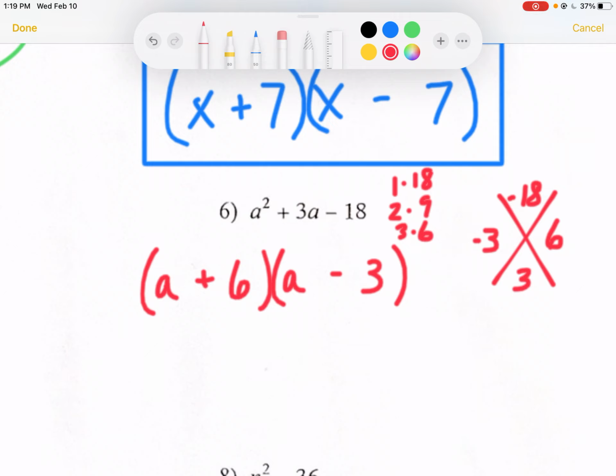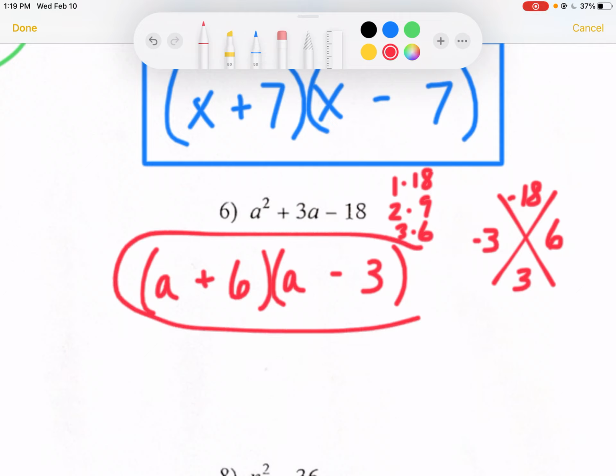That should work, okay? So sometimes these two signs will be the same. Sometimes they'll be both minuses or both pluses, but sometimes there will be a plus and a minus.